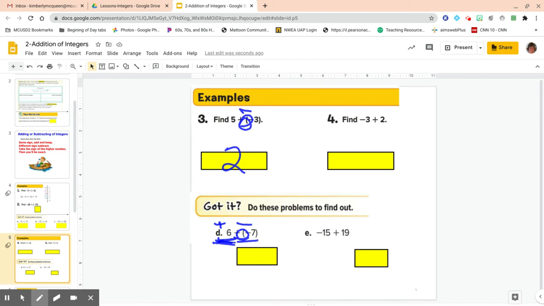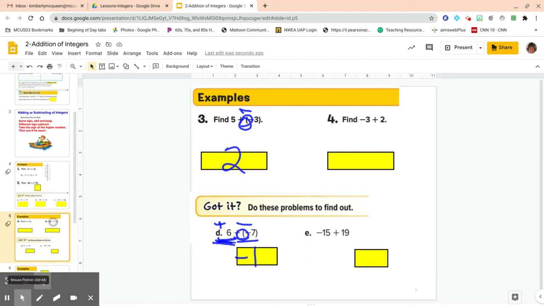Same signs, add and keep? No. Different signs, subtract? Yes. They do have different signs. So 7 minus 6 is 1. Take the sign of the higher number. All right. So does 6 have more positives or does 7 bring more negatives? Well, of course, I have more negatives. So my answer is going to be a -1. I'll let you do E on your own.